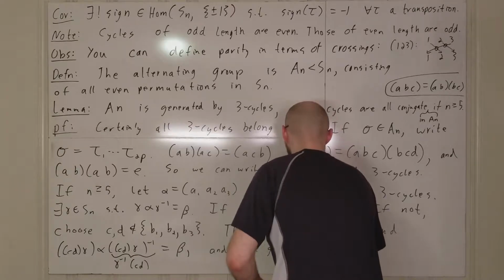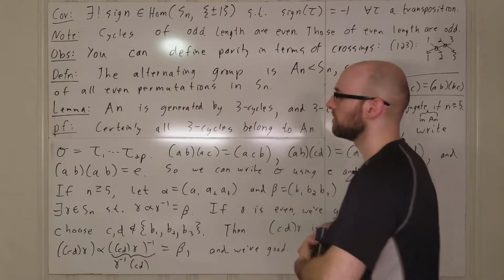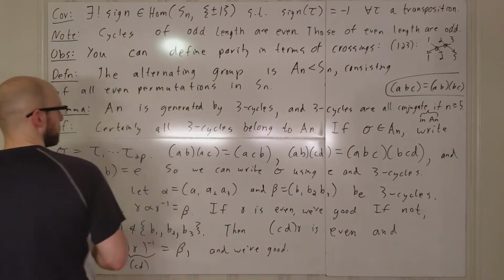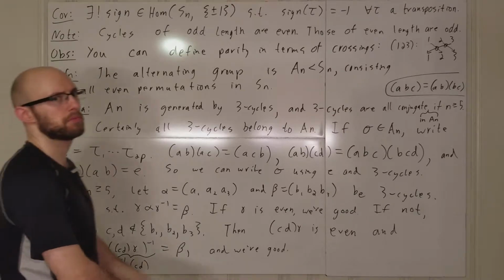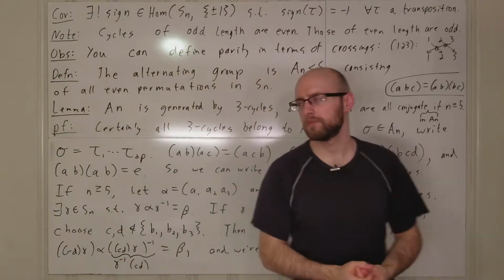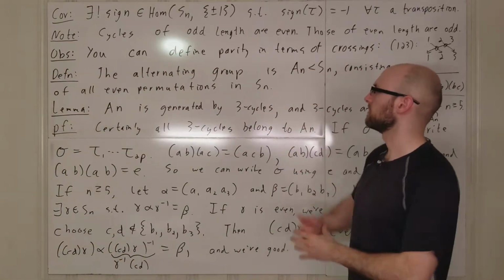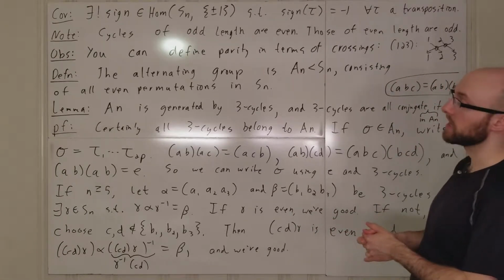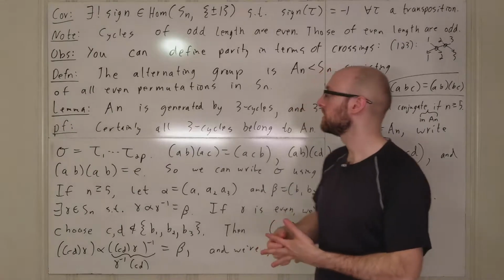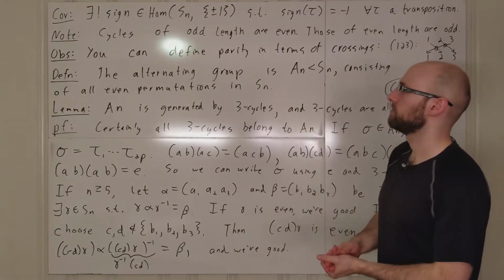So here, I don't know where I'm going to have to restart the video or restart the proof from. So you know what? Let's just start from the beginning. So we have our lemma: A_n is generated by 3-cycles, and 3-cycles are conjugate in A_n if n is greater than or equal to 5. Here, A_n is generated by 3-cycles.